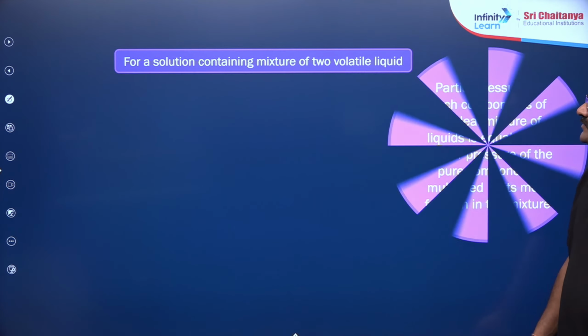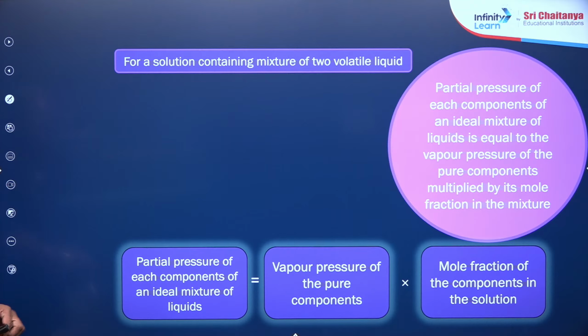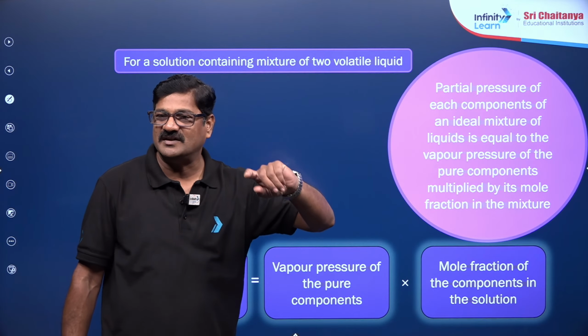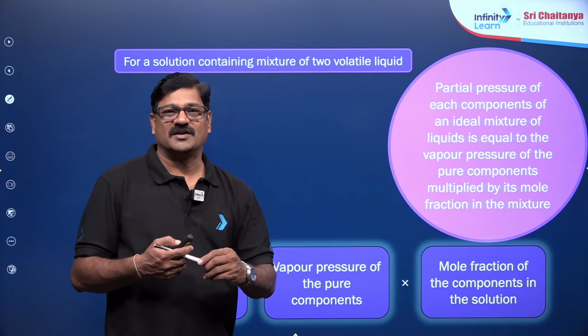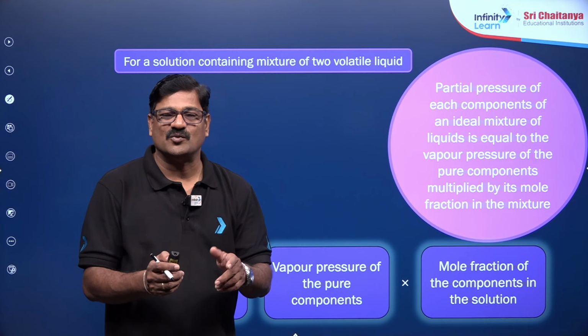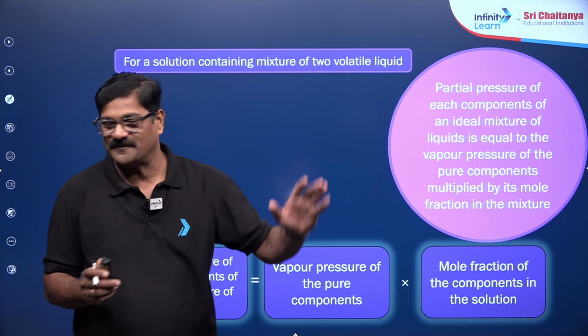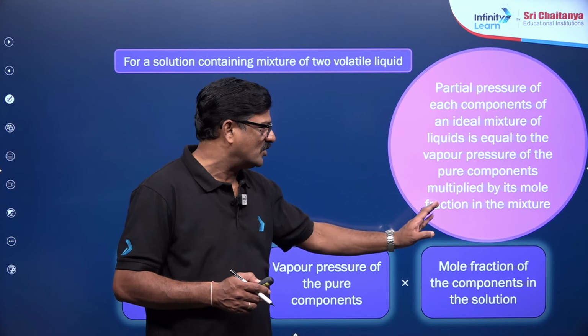And you can see for a solution containing two volatile liquids, the partial pressure of each component of an ideal mixture. What is the meaning of an ideal mixture? The liquid solution which obeys Raoult's law is called an ideal solution, and the vapor pressure is that of the pure components multiplied by its mole fraction in the mixture.